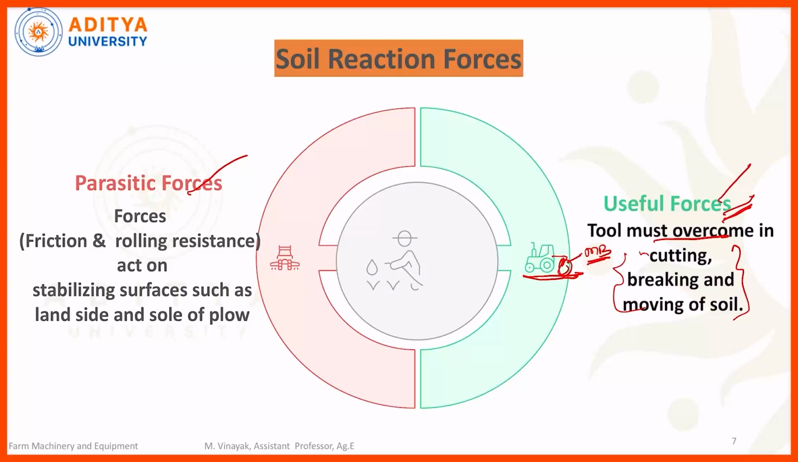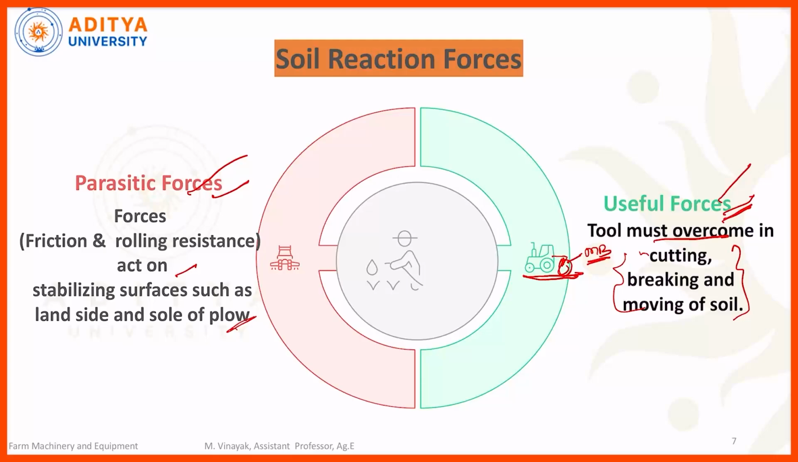Some parasitic forces also act on the tillage implement. That is friction and rolling resistance. Forces of friction and rolling resistance act on the stabilizing surface such as the landslide and sole of the plough. Forces of friction. So, during the process of ploughing, some side force as well as soil frictional force will act on the implement. Okay.